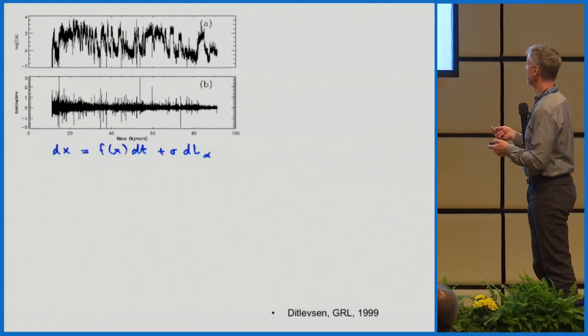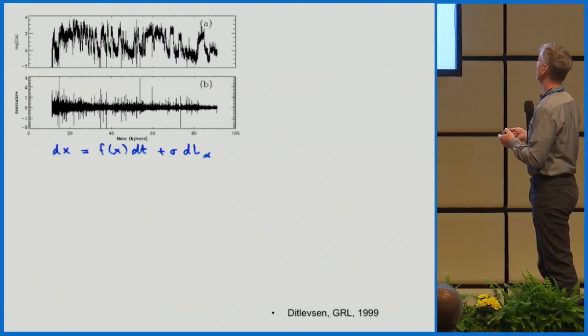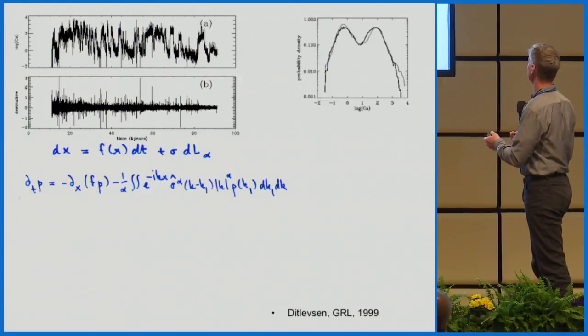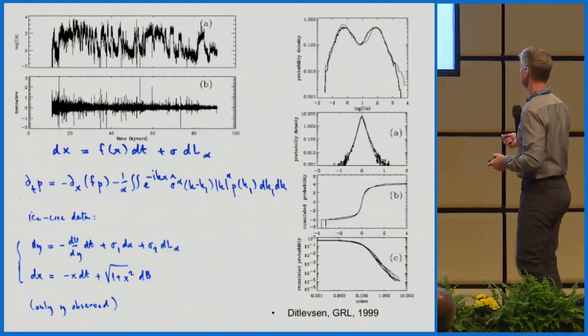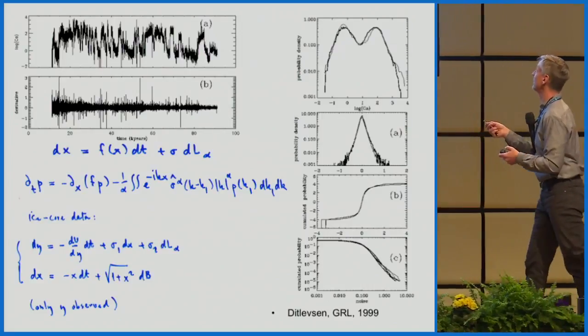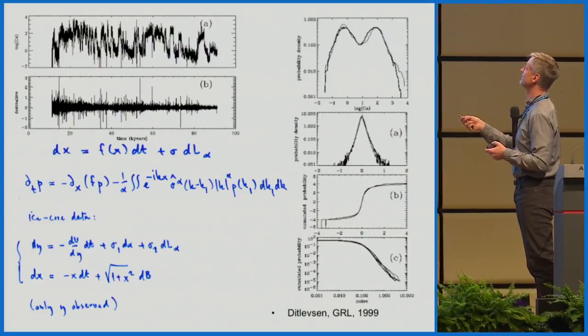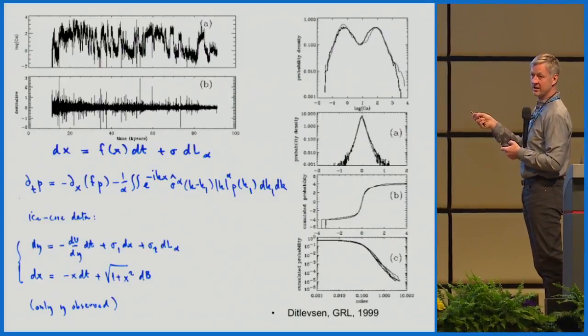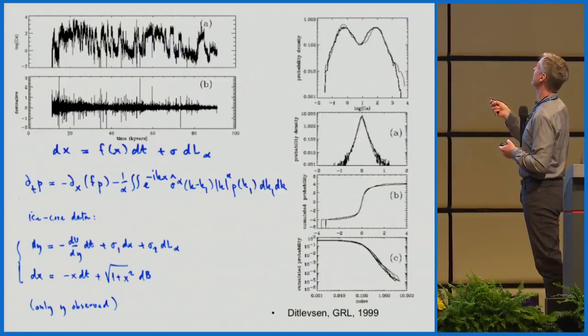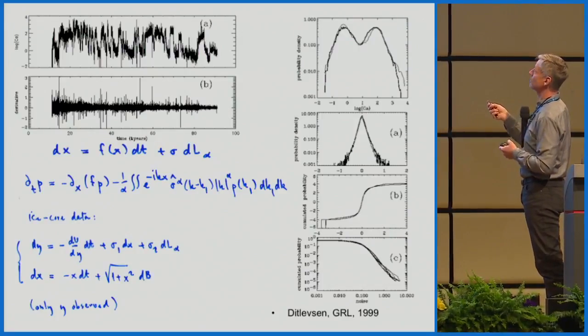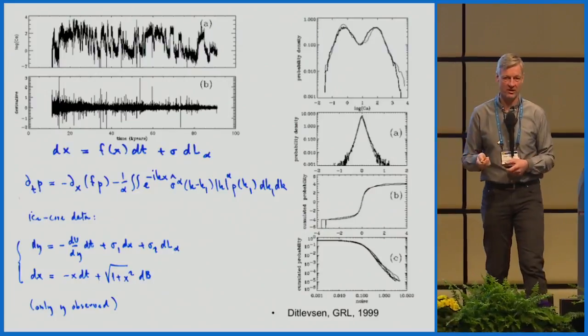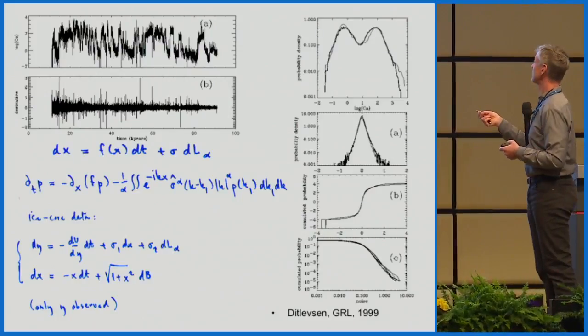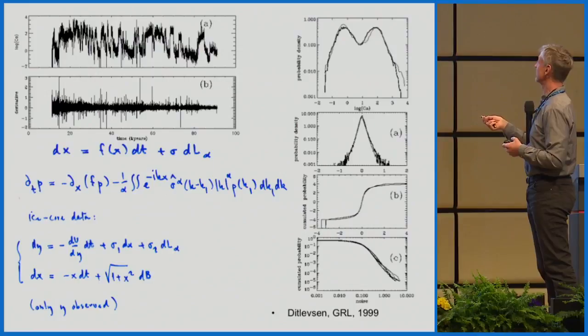Now, I want to get everything up there. It's a little busy now. If I take this series and do the PDF, the probability density, I get a very nice bimodal distribution. So we have two states, okay? I want to describe this through this Langevin equation.